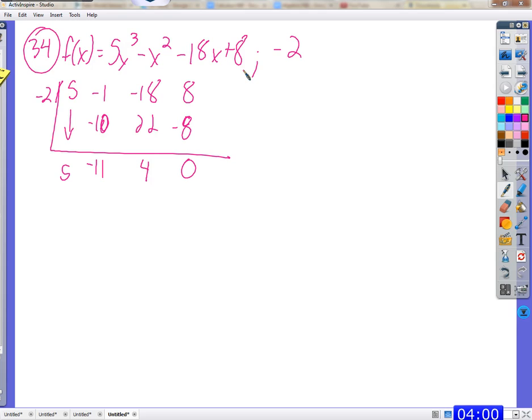Negative 2 is a 0. What does it mean that negative 2 is a 0? Yeah, you put in negative 2 for x, you get that y is 0. Right? So if negative 2 is a 0, another way to say it with the function notation is f of negative 2 equals 0, meaning putting negative 2 in for x gives you 0.